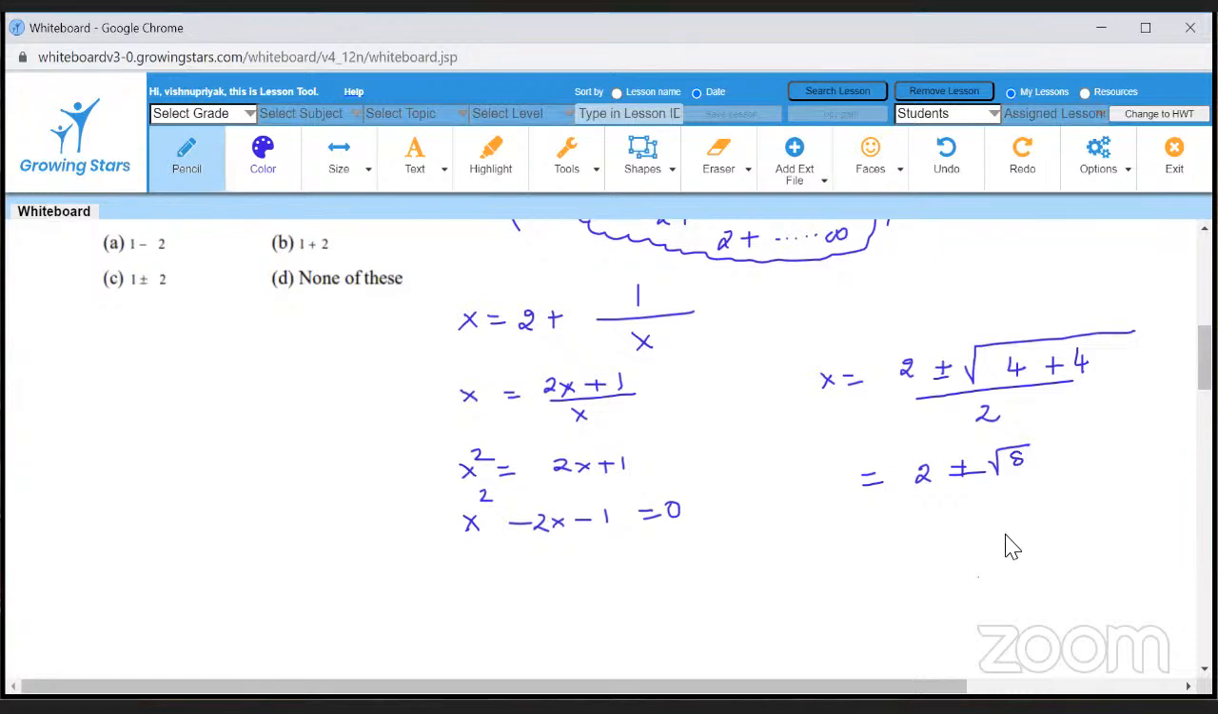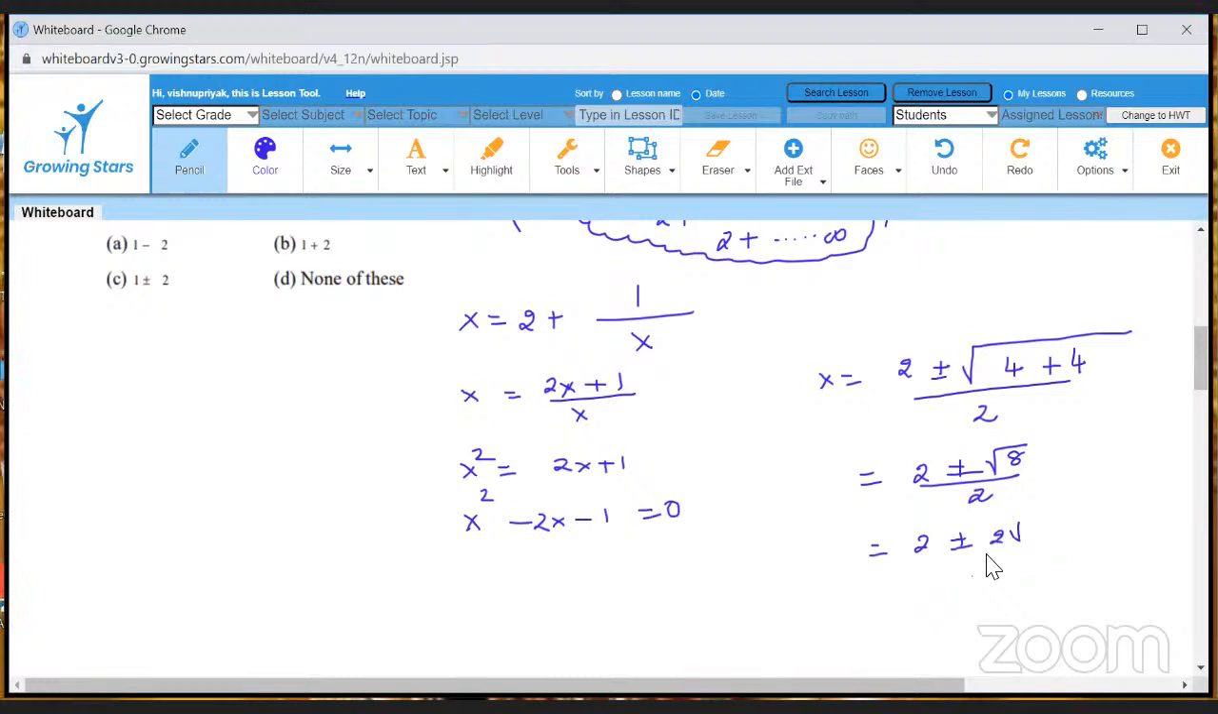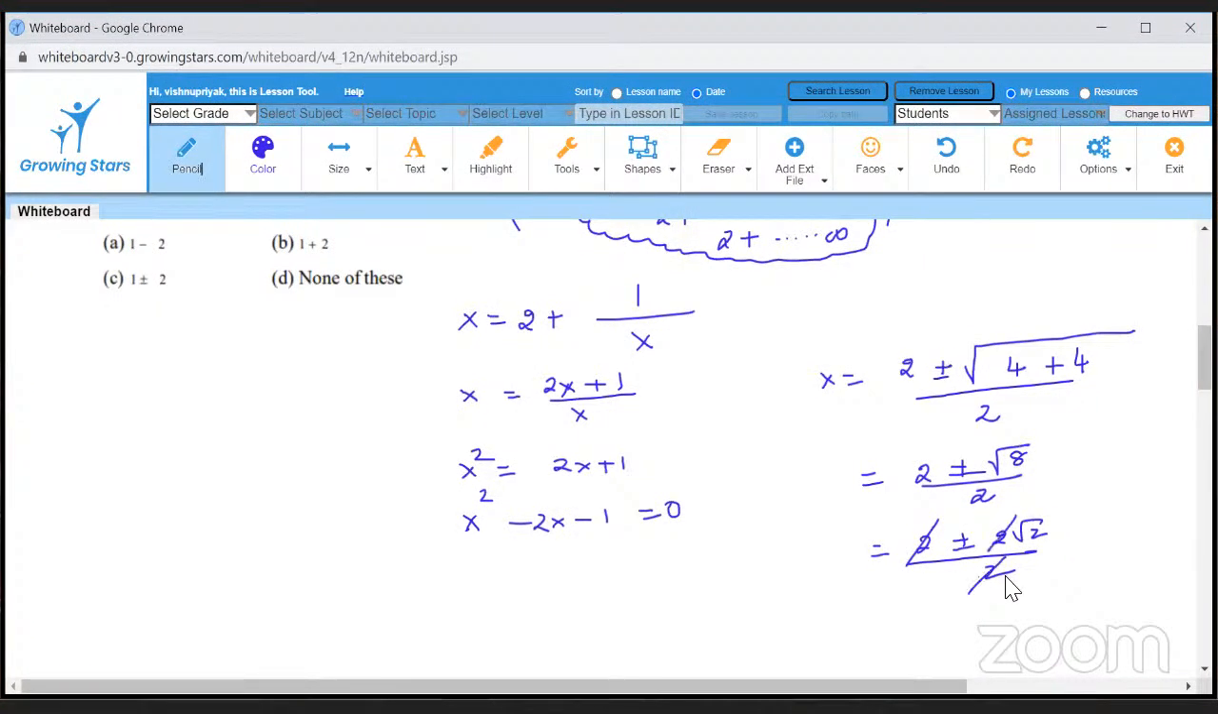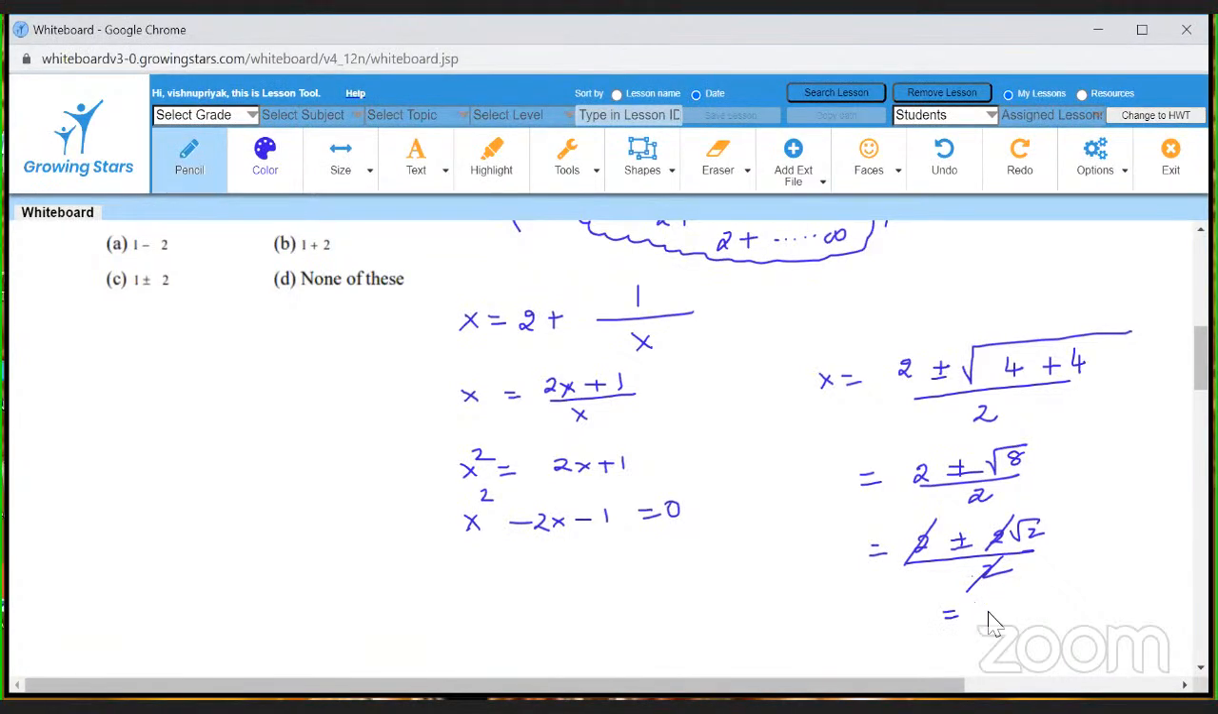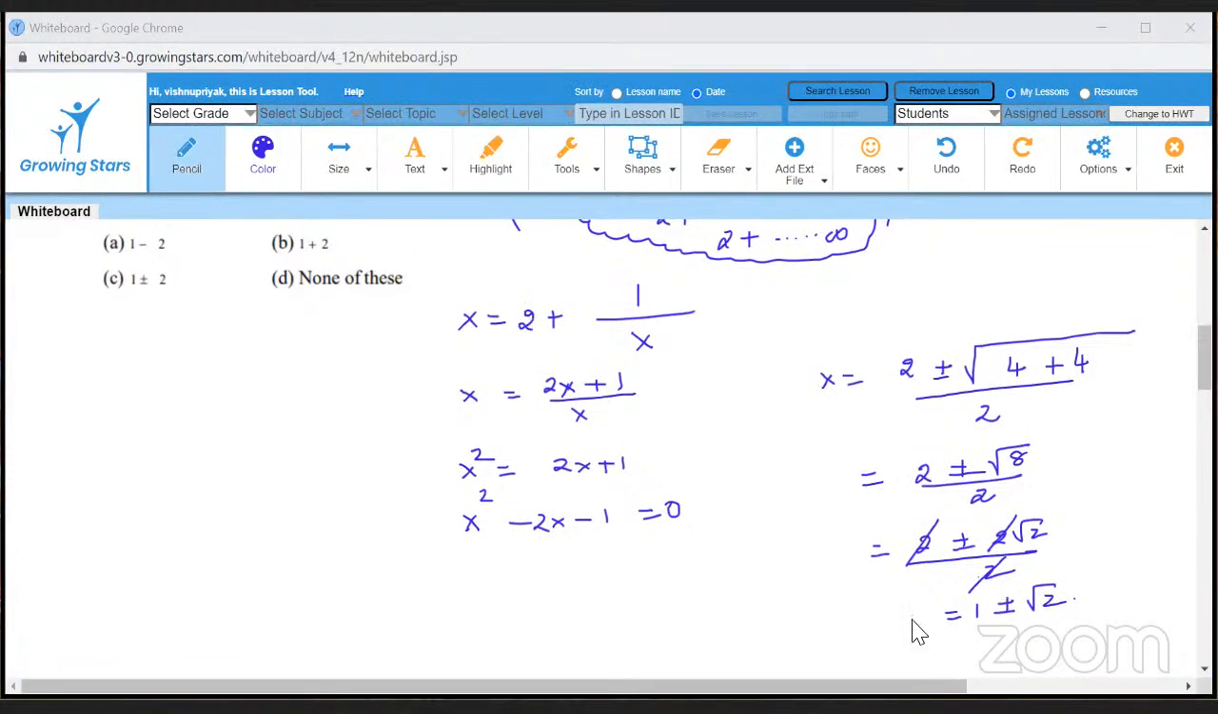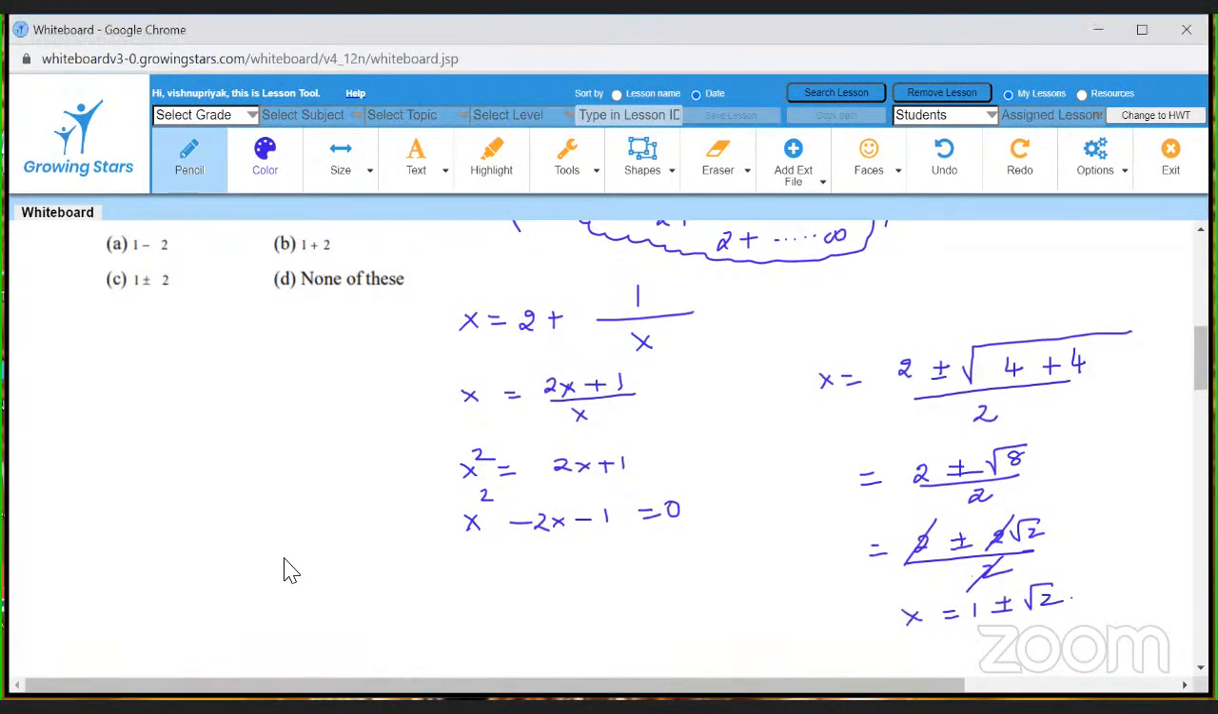Square root of 8 is 2 root 2 by 2. This 2 and 2 and 2 will cancel. 1 plus or minus square root of 2. That is the final answer for the value of x. X we have taken as the question.